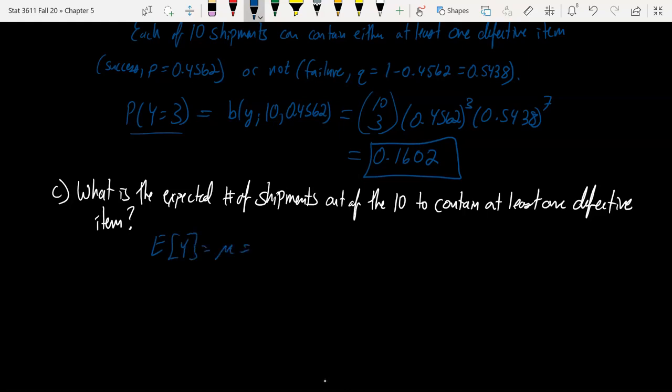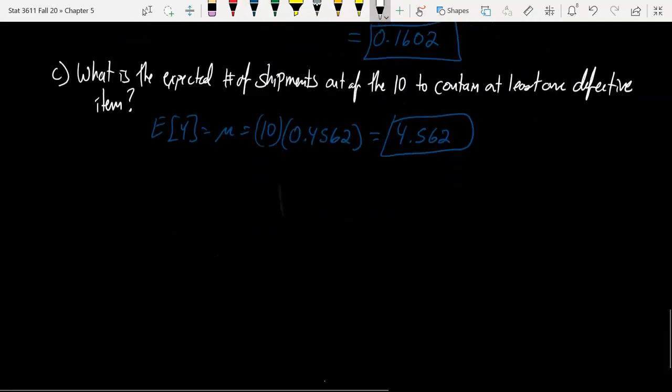And that is n times p. So here we have 10 trials. Success probability is 0.4562. So we would expect there to be about 4.562 shipments. That'd be the expected number. Okay.